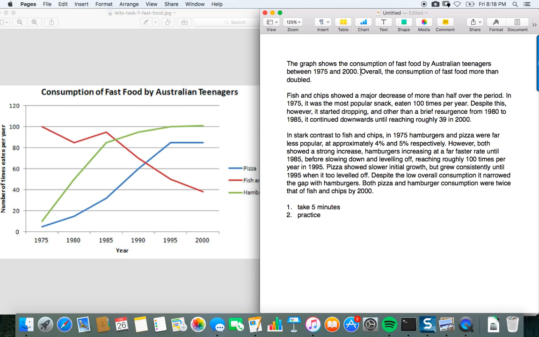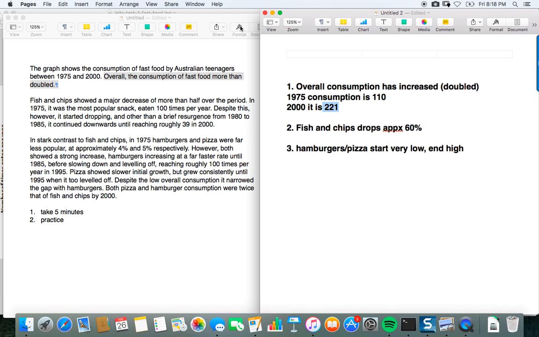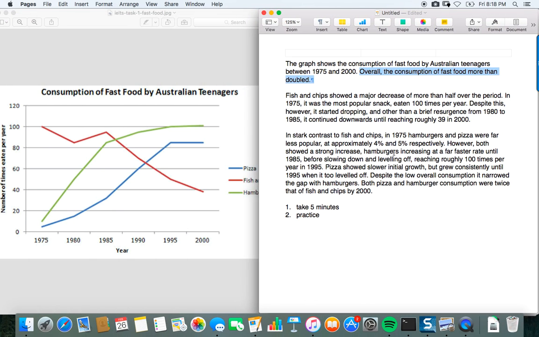Now, after that, you'll put the overall trend. Now, that's what we talked about over here. Overall, the consumption of fast food more than doubled, all right? You might say the consumption of fast food increased significantly. I like showing when it doubles. I think that really shows the importance. Significant can mean a lot of things, but doubled is a lot clearer. So remember, it went from about 110 over here to about 221. So that roughly doubles, so that's fine.